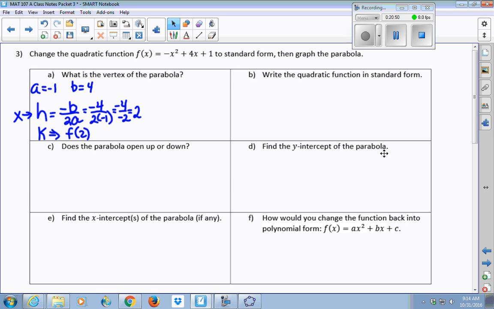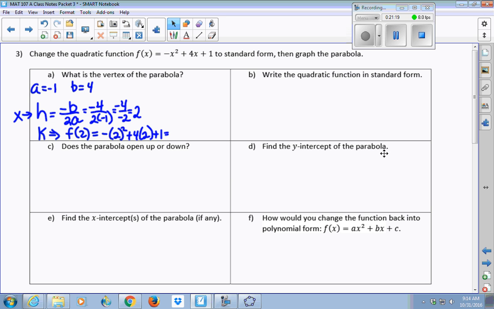So f of 2 will be the opposite of 2 squared. Be very careful here, people. This says negative 1 times x squared. It doesn't mean your x value is negative. It's on the outside of your x value, so that negative shouldn't be inside your parentheses when you square it. Is everybody okay with that? It's on the outside. It's the coefficient. Plus 4 times 2 plus 1.